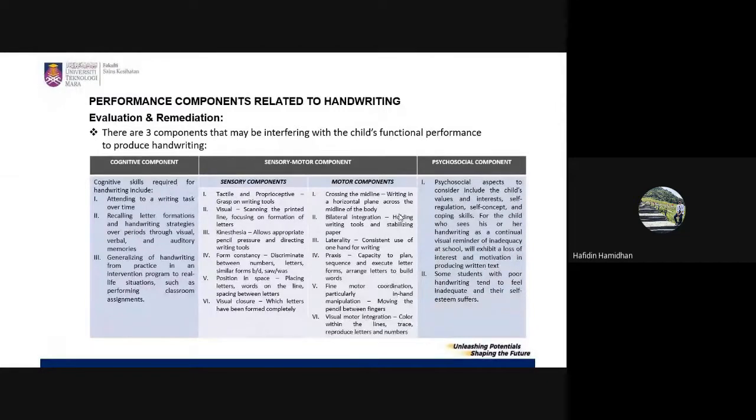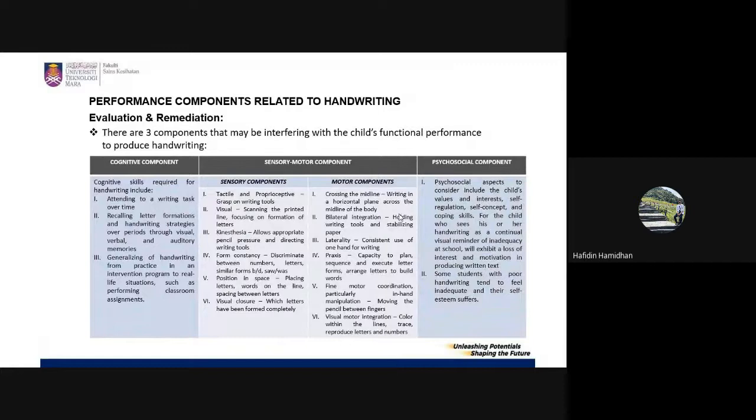Bilateral integration ni juga sangat penting apabila kanak-kanak tersebut melakukan aktiviti handwriting, for example apabila kanak-kanak tersebut ingin menulis, kemudian dia detect ada error monitoring, so dia nak erase. Dekat sini pentingnya bilateral integration ataupun bilateral hand skill tersebut. Kemudian laterality ataupun consistent use of one hand for writing, merujuk kepada dominant hand. Kemudian praxis, fine motor coordination dan juga visual motor integration.